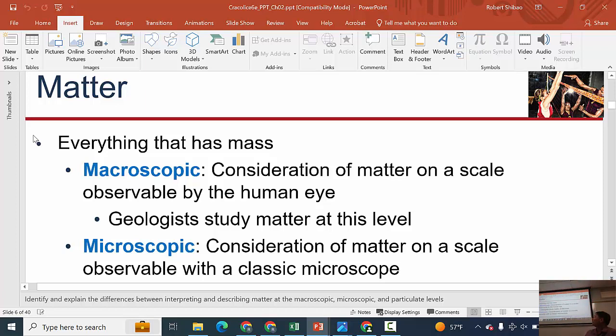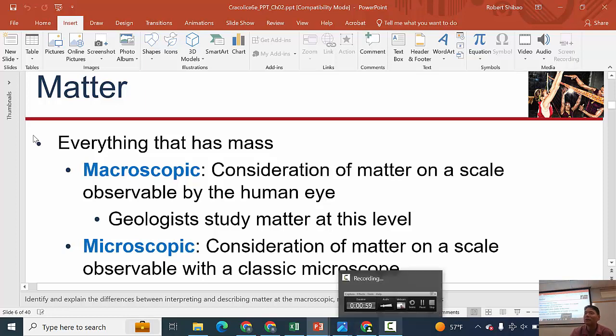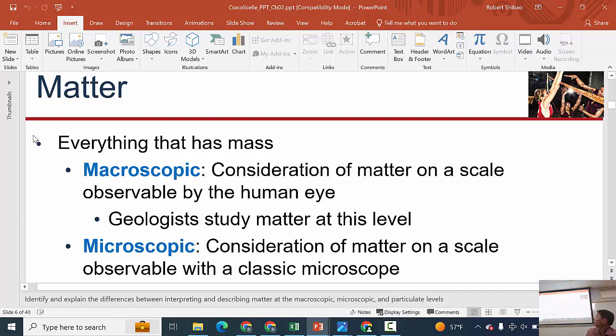Okay, so at the macroscopic level, we consider matter on a scale observable by the human eye. Geologists study matter at this level. Actually, geologists study matter at all levels. A lot of geologists use electron microscopes. So I wanted to study the surface of some stuff I made when I was at UCSB, and so I started talking with the geology department about using their electron microscope. We look at tiny crystals and mixtures and this kind of stuff. I actually never went ahead and did that, but it turned out it wasn't necessary.